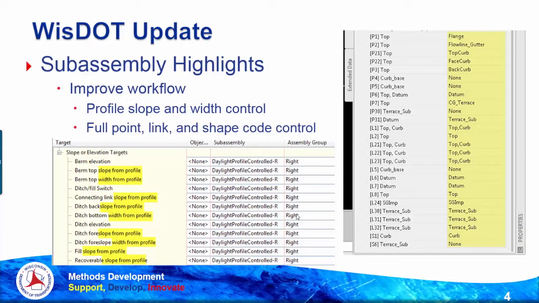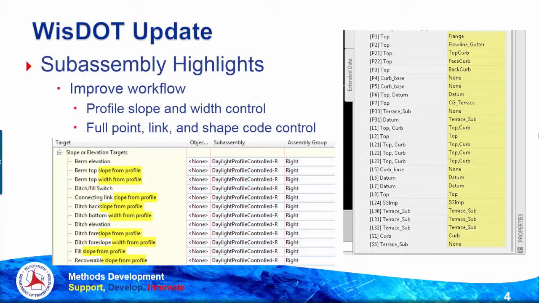In addition to that, we're exposing all point, link, and shape codes to the user. So when you go into the sub-assembly properties, you'll see, as you can see on the right side of the screen here, all the point, link, and shape codes, they can be edited. So there's a lot of uses for that.